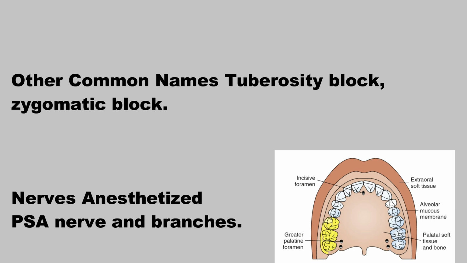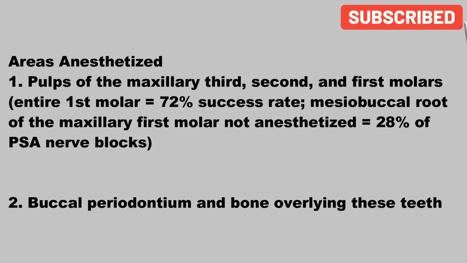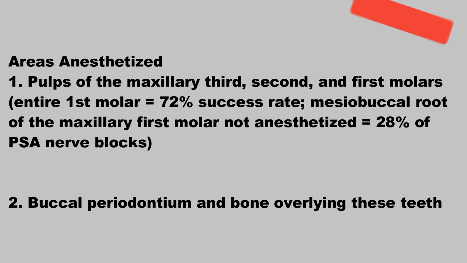Other common names: tuberosity block, zygomatic block. Nerves anesthetized: PSA nerve and branches. Areas anesthetized: 1. Pulps of the maxillary 3rd, 2nd, and 1st molars. Entire 1st molar, 72% success rate. Mesiobuccal root of the maxillary 1st molar, not anesthetized in 28% of PSA nerve blocks.